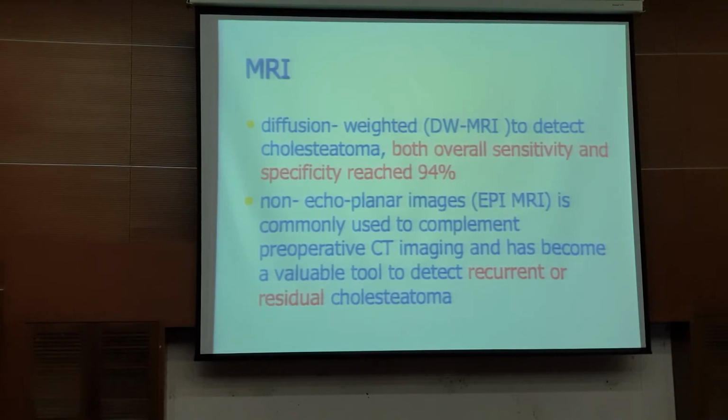When you have a patient having symptoms of intracranial complication, or you don't want to do a second look surgery: the patient underwent an uneventful first stage procedure, then 6 months later the patient refused a second look surgery, then you can request the MRI. So the MRI can differentiate whether this patient had recurrence or residual cholesteatoma.